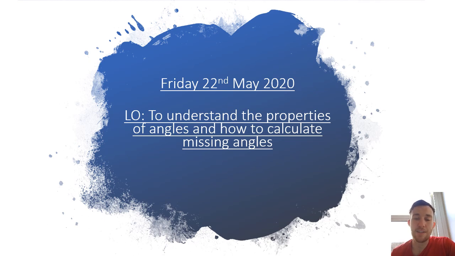Hi Year 6, it's Friday the 22nd of May and here is our maths learning for today. Our learning objective is to understand the properties of angles and how to calculate missing angles from lots of different shapes and lots of different lines as well.